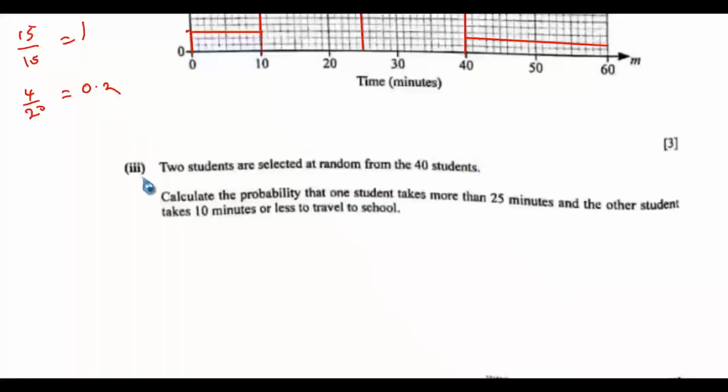Roman figure 3. Two students are selected at random from the 40 students. Calculate the probability that one student takes more than 25 minutes and the other student takes 10 minutes or less to travel to school. So we are selecting two students here, so the order matters: the first selection and the second selection. So we have to take note of the order of selection.